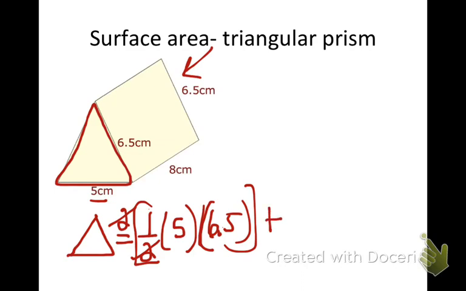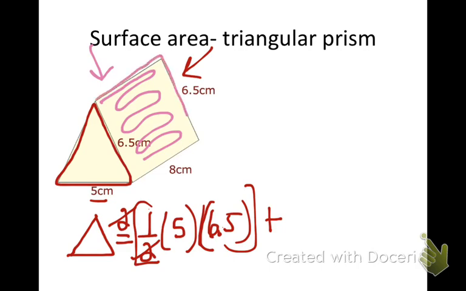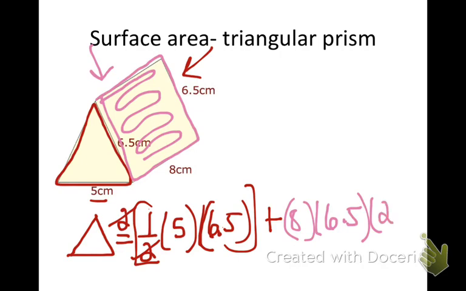Okay, so we're going to add to that. Let's find some more things that we can do. We have this side of our triangle. We're going to have the other side too. So this isn't a triangle, though. This is a rectangle, right? Because I have 4 sides. So what's the surface area of this? It's going to be 8 times 6.5. And how many of those do I have? I have 2 of those.